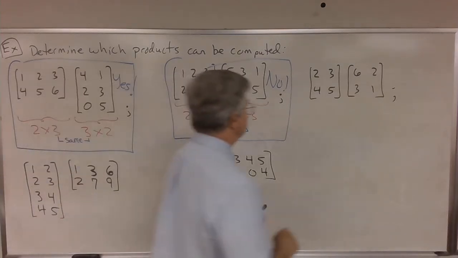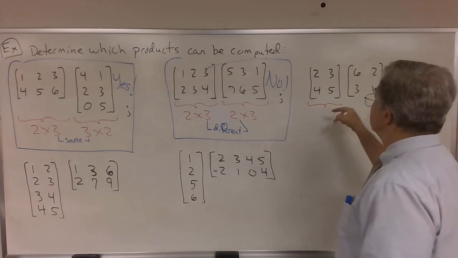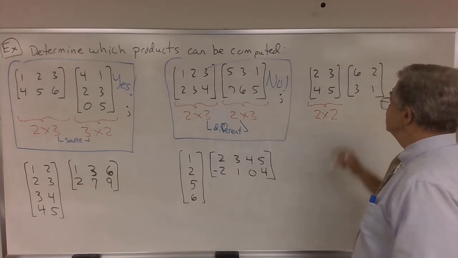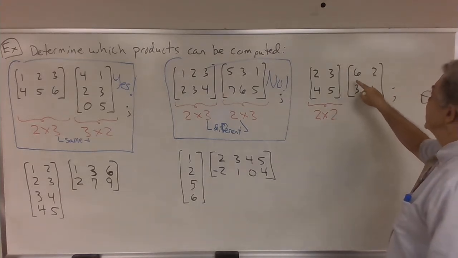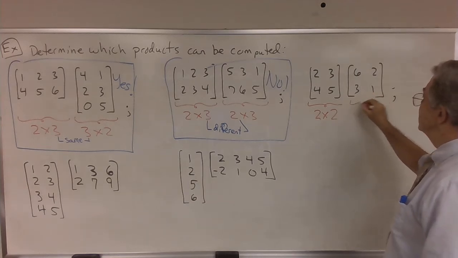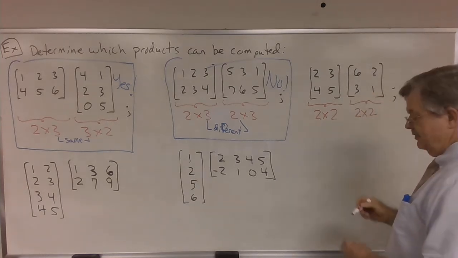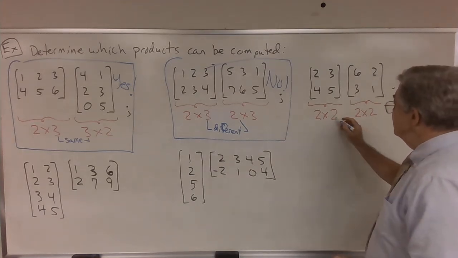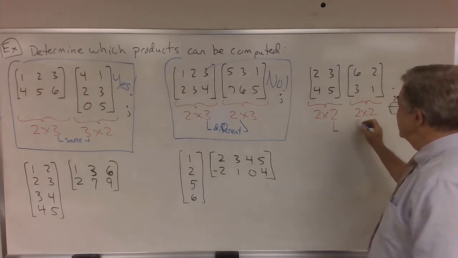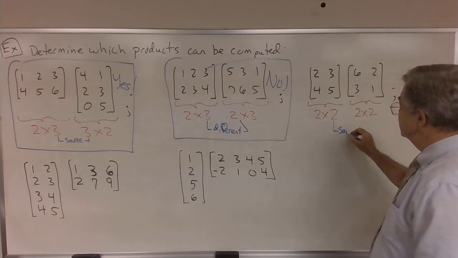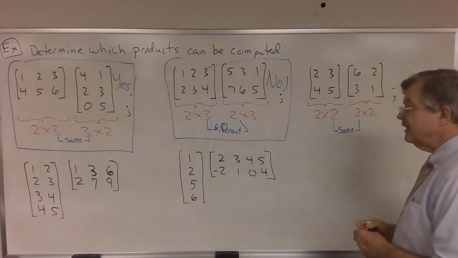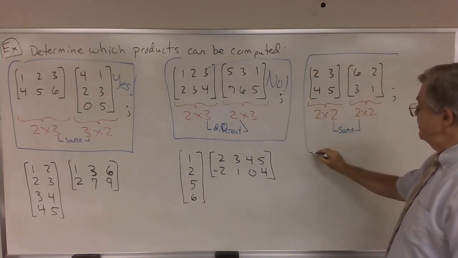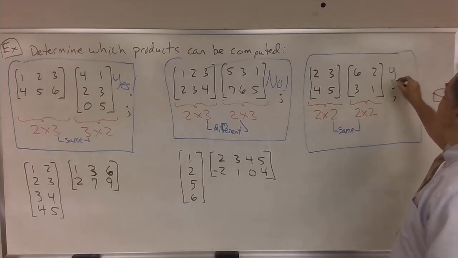Okay, let's go to this product. This one has 2 rows, 2 columns, so it's a 2 by 2 size matrix. This matrix has 2 rows, 2 columns, so it's also a 2 by 2 size matrix. And the important thing is that the number of columns of the first and the number of rows of the second are the same. And they are. Since this number and this number are the same, the product can be computed.